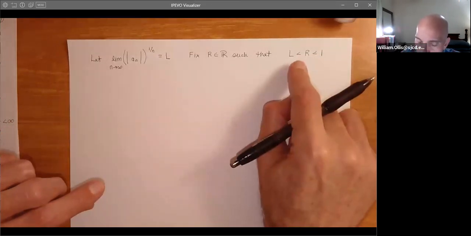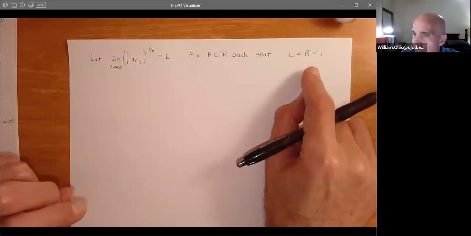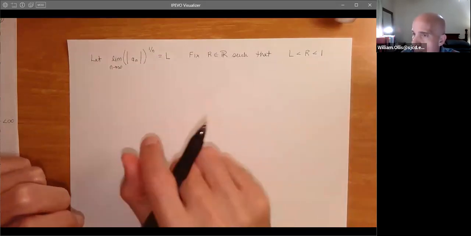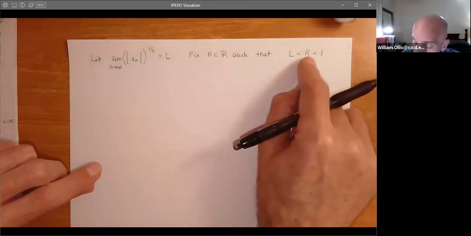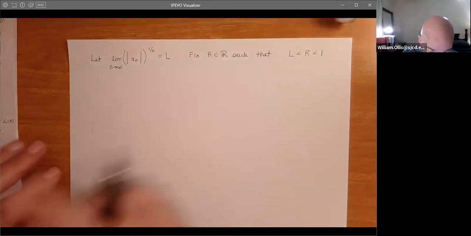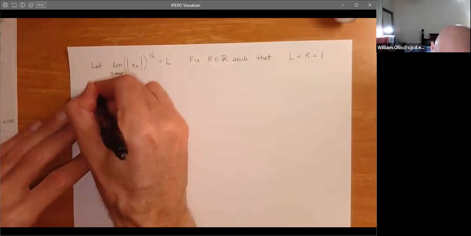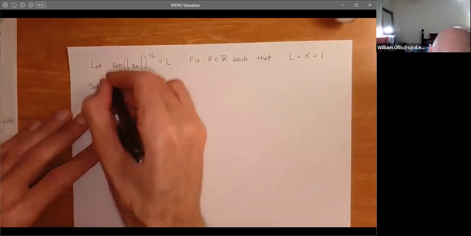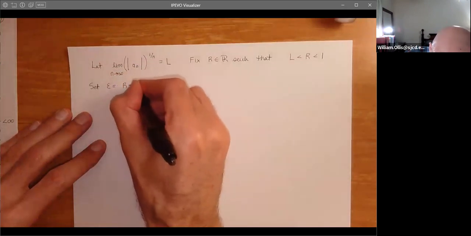So if we get a limit that's less than 1, then of course there are infinitely many real numbers between 1 and the limit. You just pick one. We're going to pick R, and we're just going to stick it right there. So this is a number between L and 1 because there are infinitely many, but that gives us an epsilon. So set epsilon equal to R minus L.